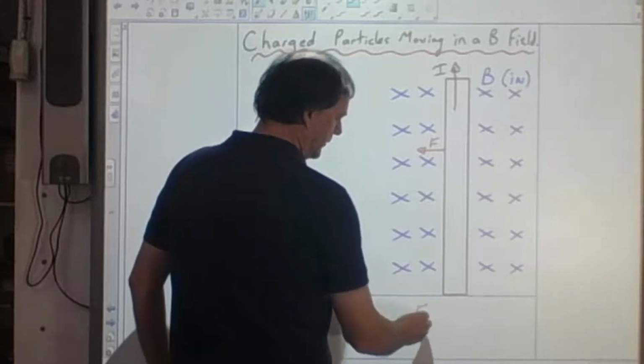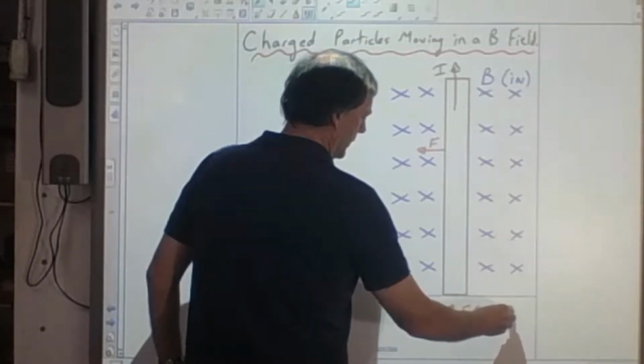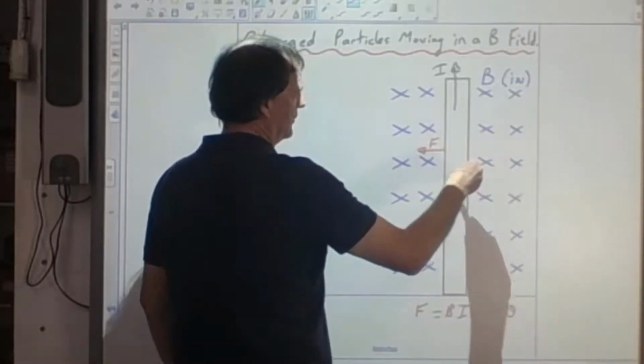Okay, and you've got a formula for that, F equals BIL sine theta. So the angle is important as well. In this case, the angle is 90 degrees. The current is up and the field is that way.